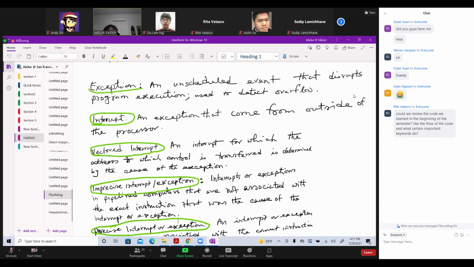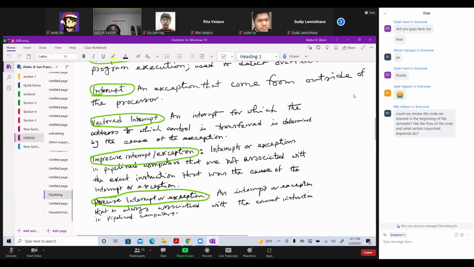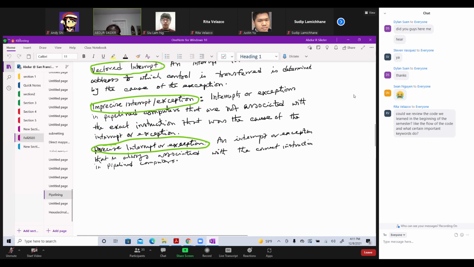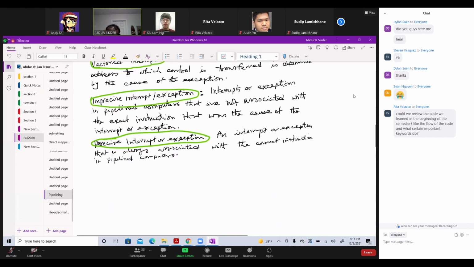And then you have vectored interrupt, an interrupt for which the address to which control is transferred is determined by the cause of the exception. And then you have this imprecise interrupt and exception. I think you don't have those on the question list, so don't worry too much. Precise interrupt and exceptions.